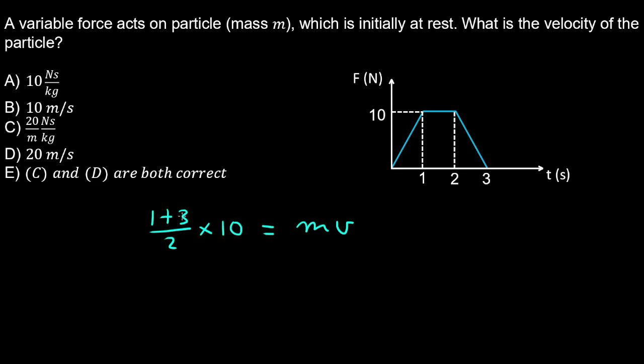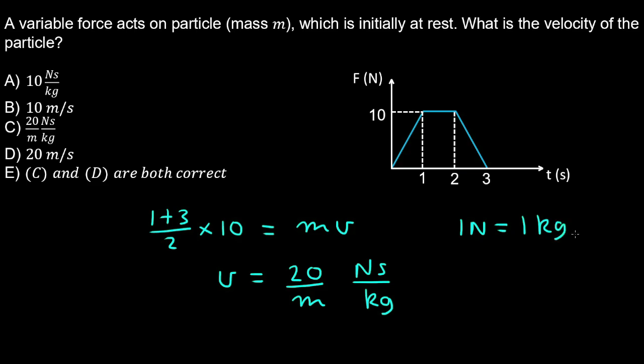So note that the impulse is in newton seconds. And if we solve for the velocity, we get 20 on m, newton seconds per kilogram. And recall that 1 newton is 1 kilogram meter per second squared. So the answer will also be in meters per second. But D is not divided by m, so the correct answer is C.